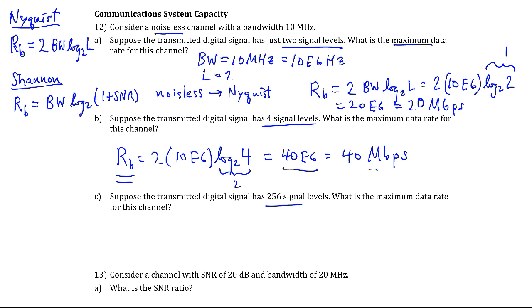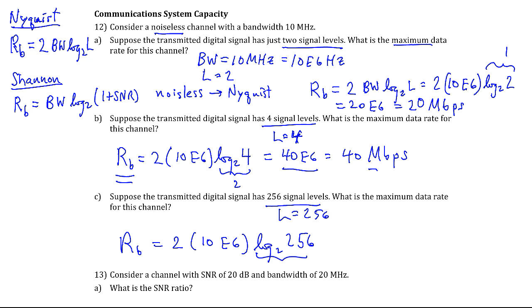If we move to 256 signal levels, now L is 256. Here L was 4. We're just going to plug in again 10 e to the 6th, log base 2 this time of 256. And that is 8, because 2 to the 8th is 256. And so now we have 2 times 8 times 10, or 16 times 10, or 160 times 10 to the 6th, or 160 megabits per second.